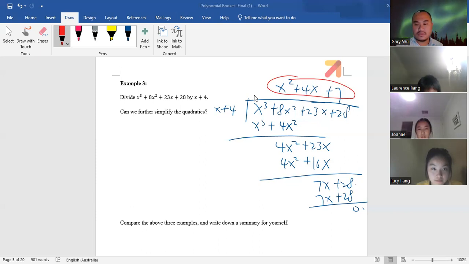Because the turning point's above 0. Okay, I like that way of saying it. The turning point is above 0. How do we know it? We can complete the square, right?